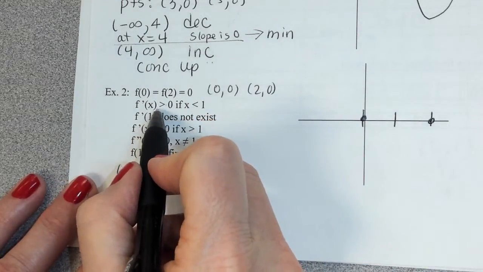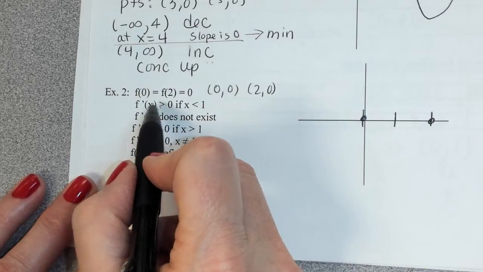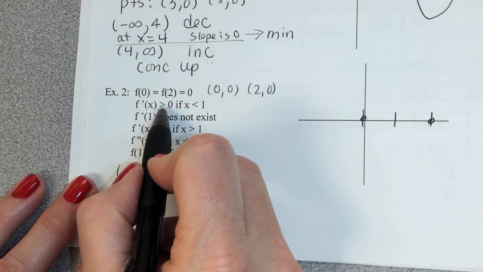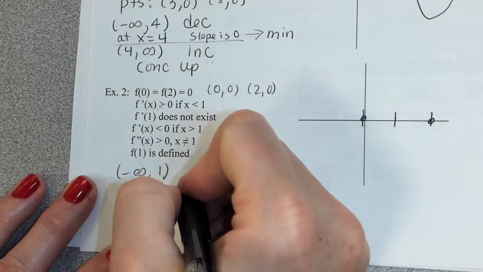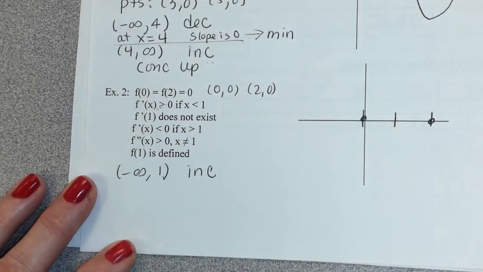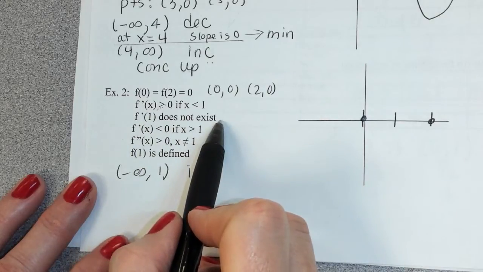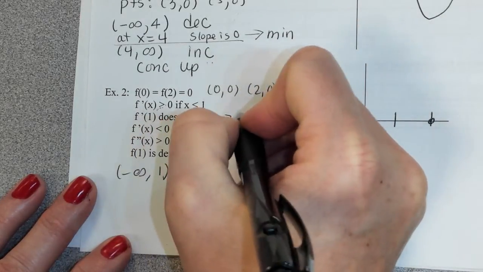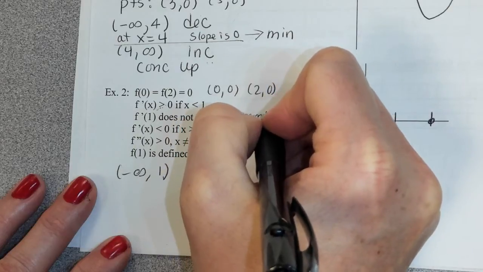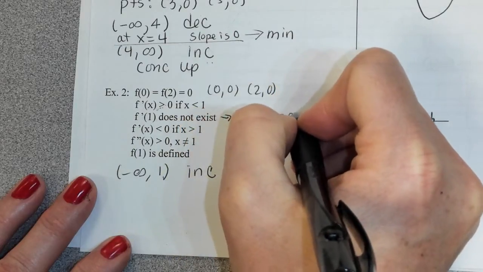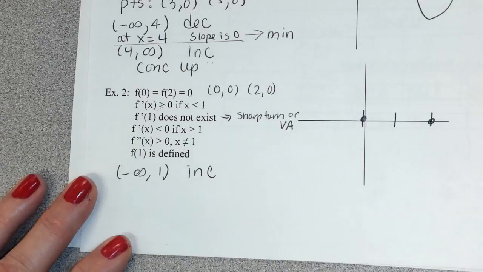What's our function doing? Is it going up or down if f prime is greater than 0? It's going up, isn't it? It's increasing. Okay, now this is a little different. F prime of 1 does not exist. This can mean two things, guys. This can mean a sharp turn, or it can mean a vertical asymptote. We don't know which one it means yet.